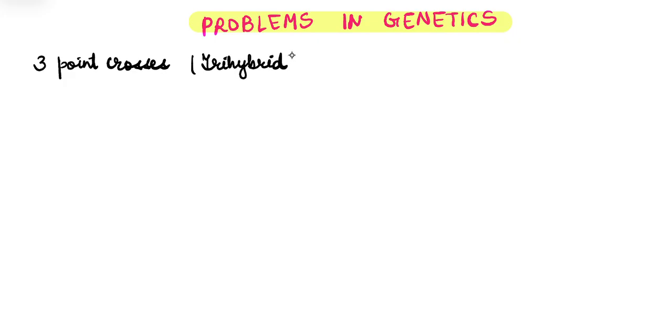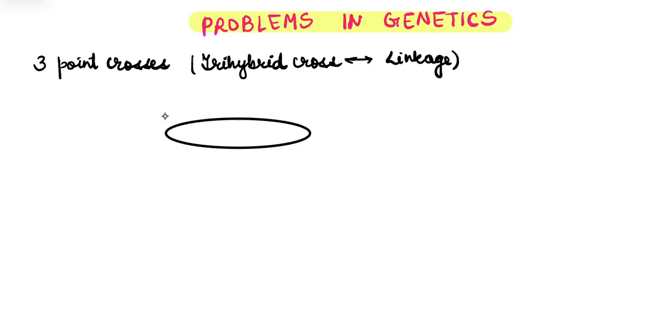In the tri-hybrid cross, the numericals arise out of the concept of linkage, and we have to discuss that in our class today. So how can we solve these questions? Let me take a hypothetical example.